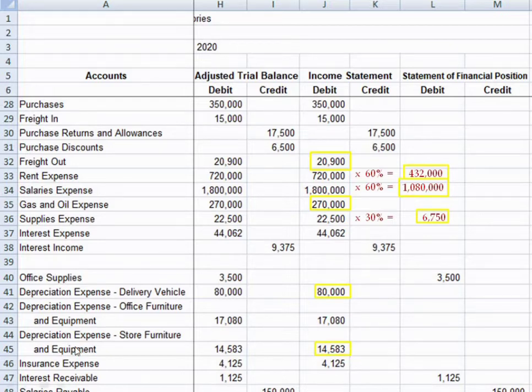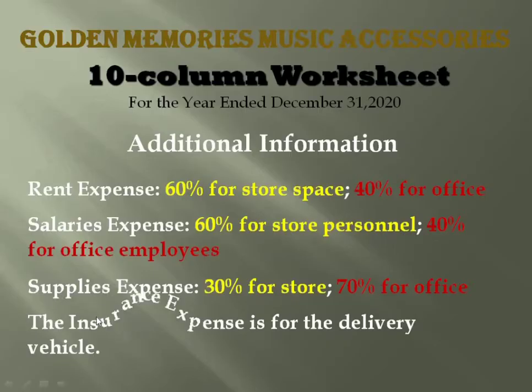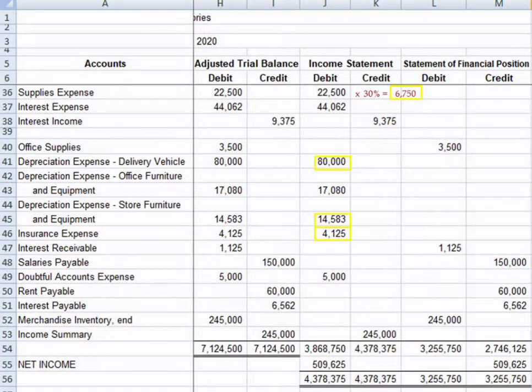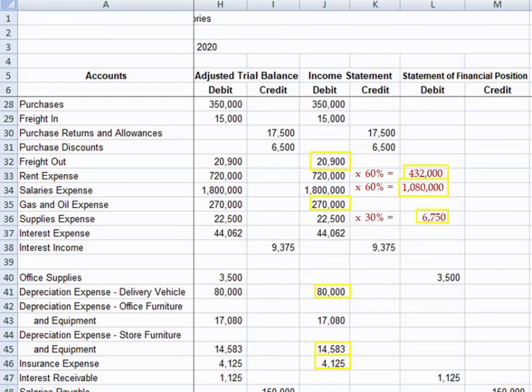What else? How about this insurance expense? Insurance expense is for the delivery vehicle. Because the delivery vehicle is used in the selling function, the insurance expense is also a distribution cost. Any other expense directly related to selling? Nothing more. It's time to forward now each of the distribution costs to note 4 of the notes to financial statements.